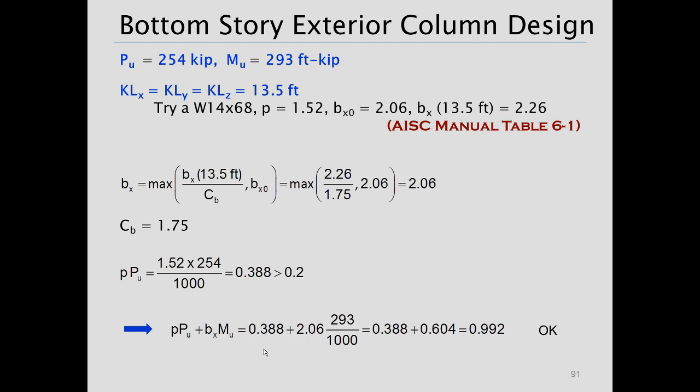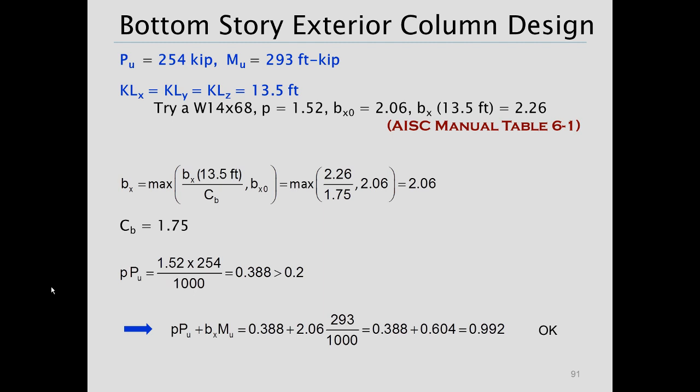For those lengths, we get a little p-value from the table of 1.52. I'm going to pull my BX naught, which is basically a BX corresponding to a plateau strength for lateral torsional buckling strength of the member, or for length of 0, 2.06. The BX for 13.5 feet is 2.26. And so the B sub X that I need for doing my unity check for my beam column interaction equation will be the maximum of BX for 13.5 feet divided by C sub B and BX naught, the plateau strength.